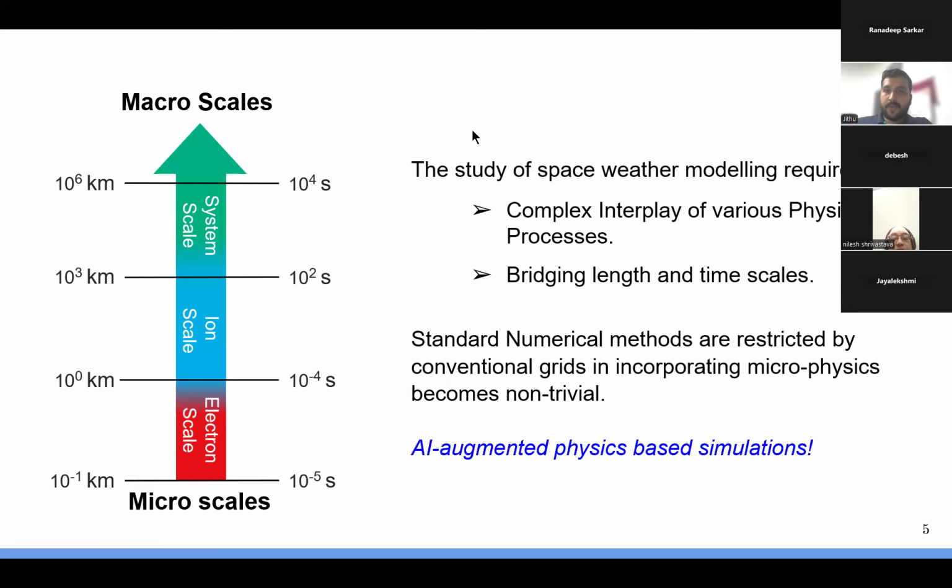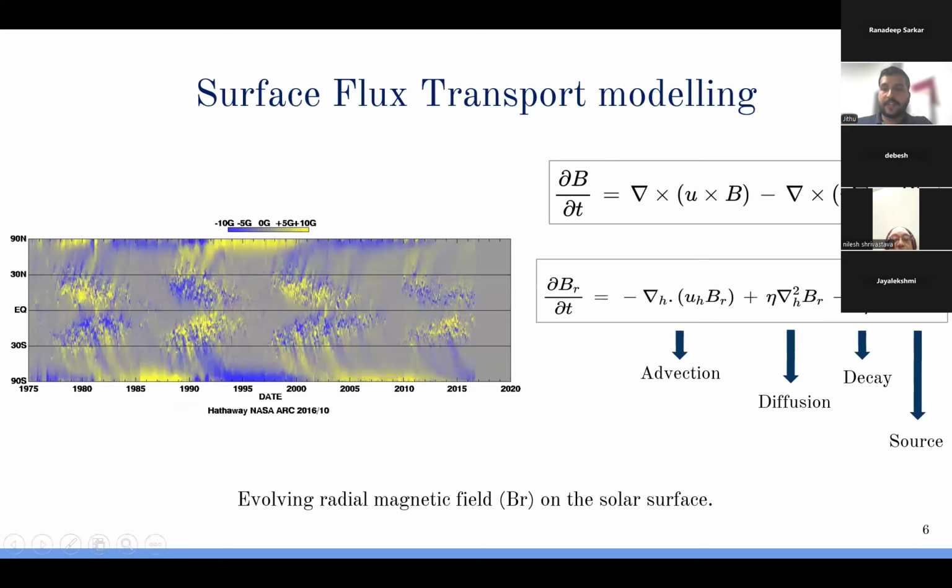Going further, what is surface flux transport modeling? As you all know, the magnetic field on the solar surface is affected by different physics. What surface flux transport modeling does is it tries to mimic the evolution of the radial magnetic field on the solar surface using different processes. Now, the different processes come from the induction equation. On the right side, you can see the induction equation that has been cut short into different processes. It takes care of the advection, diffusion, decay, and the source terms.